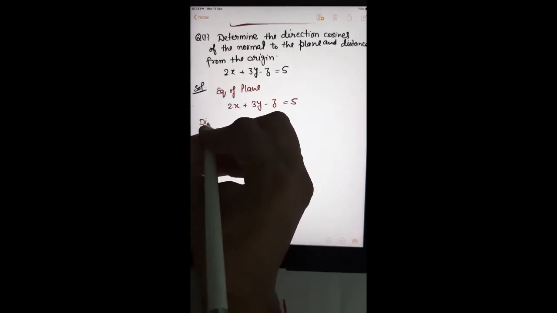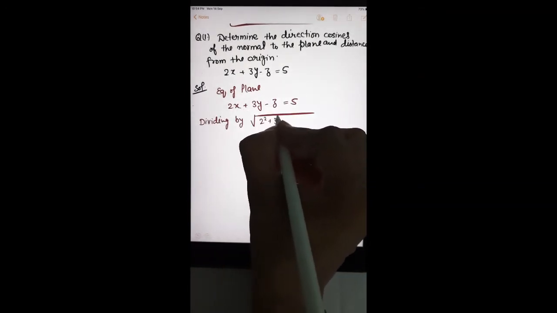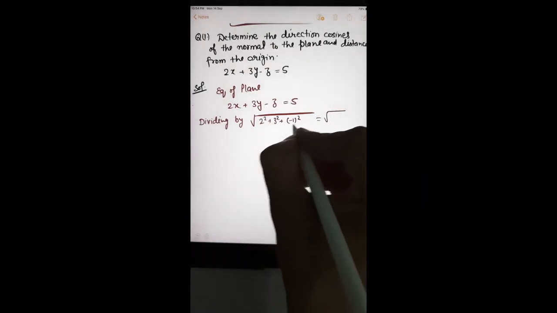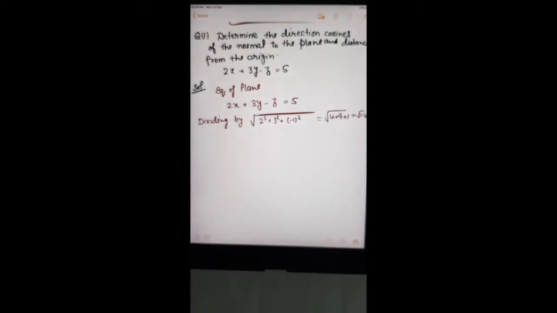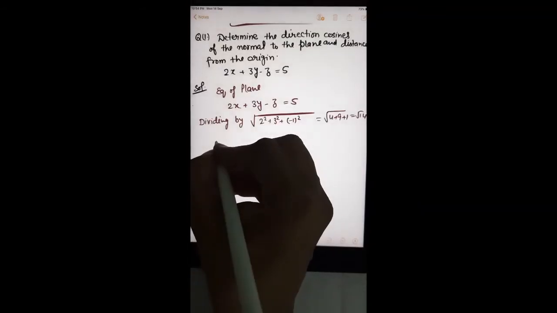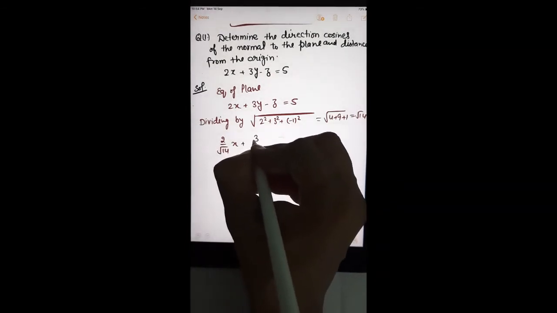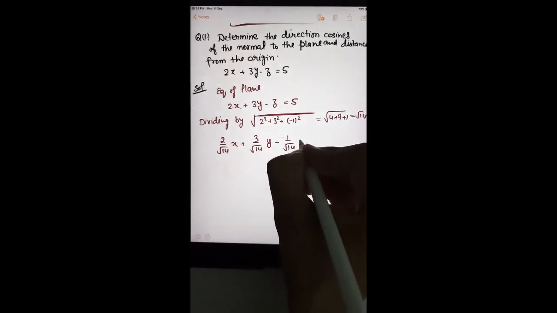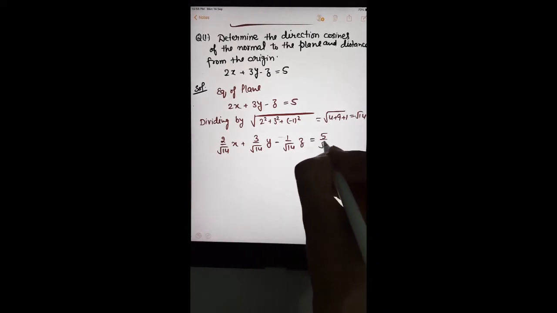Dividing by square root of 2 square plus 3 square plus minus 1 square. So its value is 2 square is 4, 3 square is 9, plus 1, that is under root 14. So if we divide the equation of plane by under root 14, then we get 2 upon under root 14 x plus 3 upon under root 14 y minus 1 upon under root 14 z is equal to 5 upon under root 14.